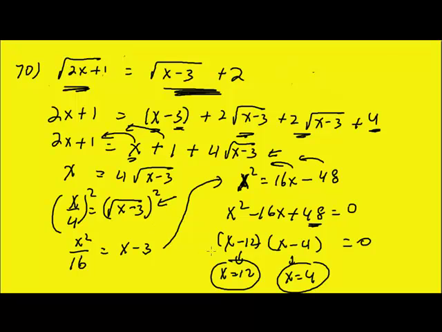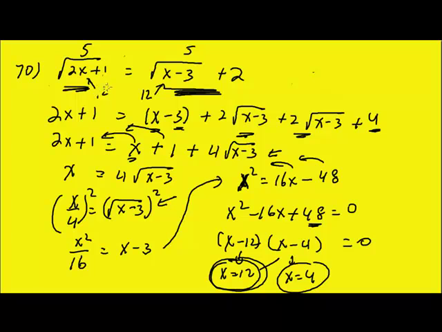So let's plug in 12. When I plug in 12 right there, 12 times 2 is 24. 24 plus 1 is 25, and the square root of that is 5, and that works. So let's put in 12 there. 12 minus 3 is 9. The square root of 9 is 3. 3 plus 2 is 5. So I get 5 on that side. So we keep the 12. 12 works.